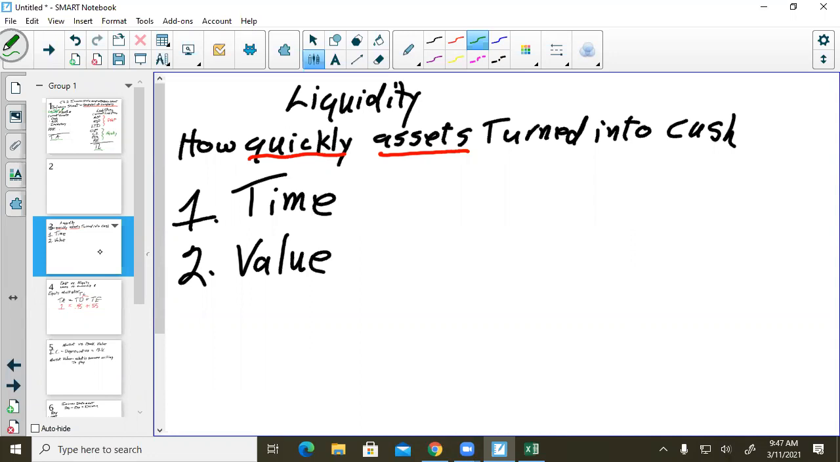Okay. So does everybody understand the time and the value piece? How that fits liquidity? Ladies, Julia, Megan, you ladies have your cameras on. Are you good with that? I have a question. I understand that humans are a valid asset to a business. So how would that work with your assets turning into cash? Would that be like severance pay?